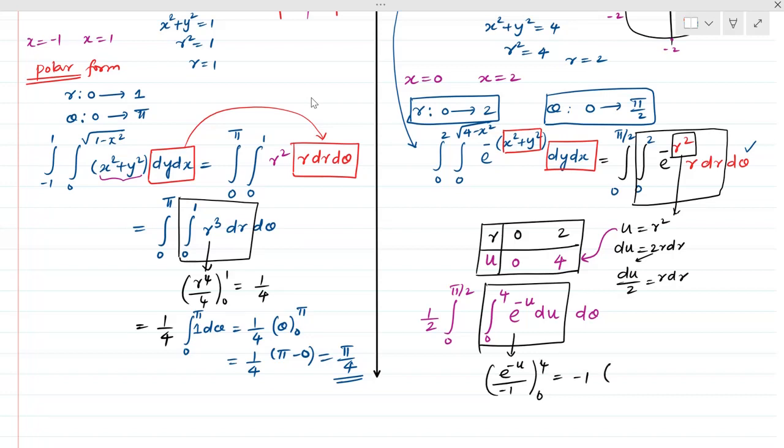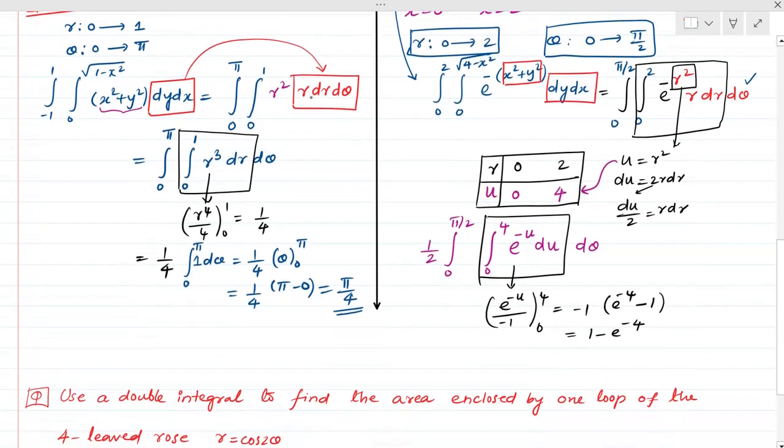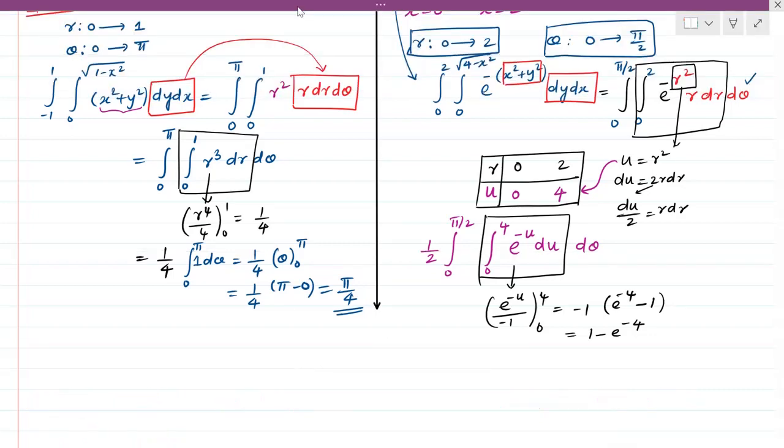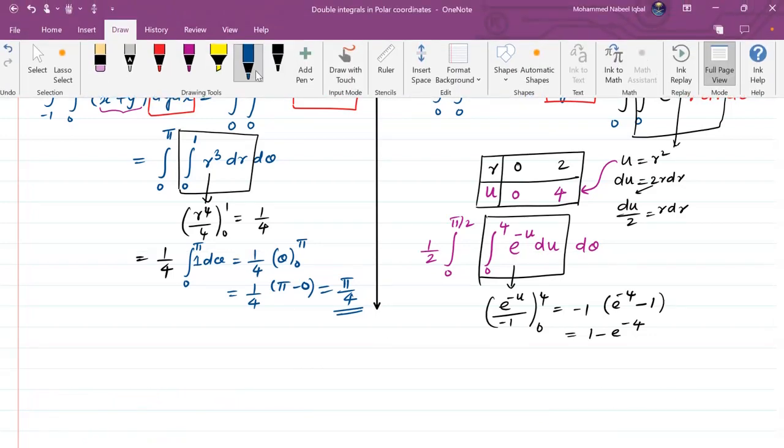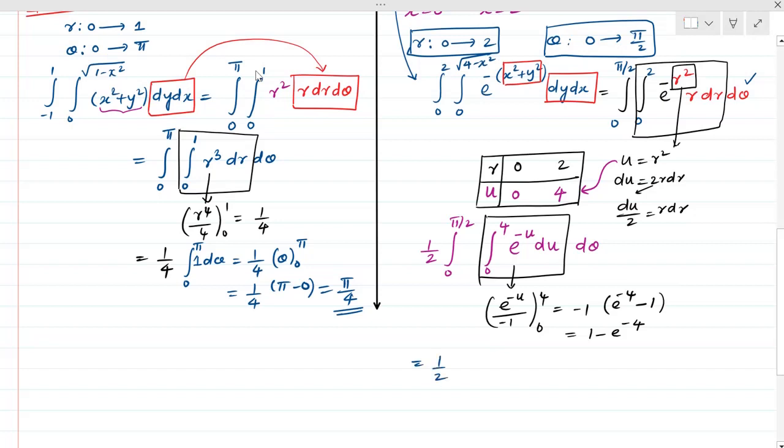Taking minus 1 outside, we get e to the power minus 4 minus 1. E power 0 is 1. When you multiply, you will get 1 minus e power minus 4. So this is the final answer for this part. Now I just substitute it in place of this. Now what is the integration here? This is equal to half. Since this is a constant because there is no theta value, I will take it outside.